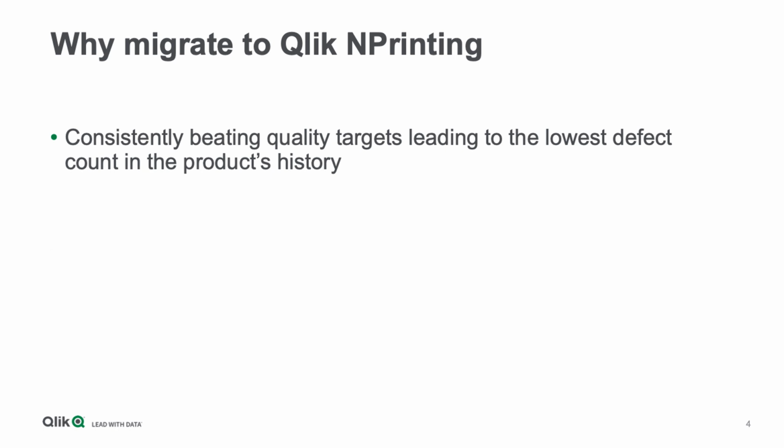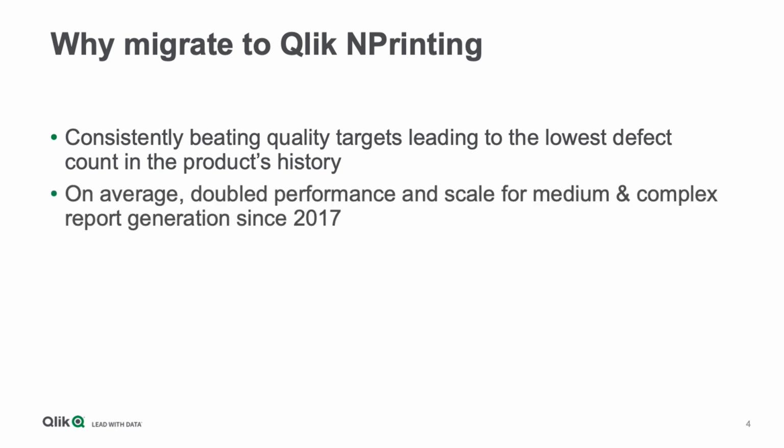Admittedly, after a rocky start for the first 12 to 18 months of the product as NPrinting 17, since then I'm proud to say that the product has never been in better shape. We are consistently beating our own internal quality targets and have reduced our bug count to the lowest in the product's history. We took a look at the scalability of the product from one of the first releases in 2017 and compared that to one at the end of 2018, and we found that on average we have doubled our performance targets and scale for both medium and complex type reports.